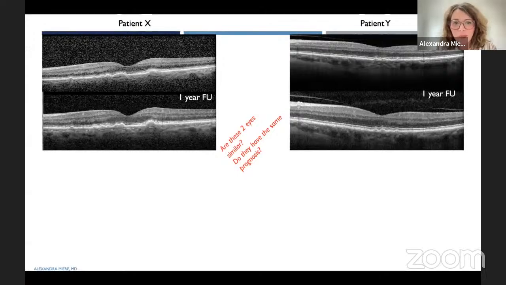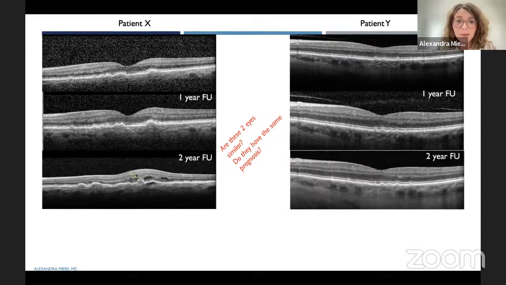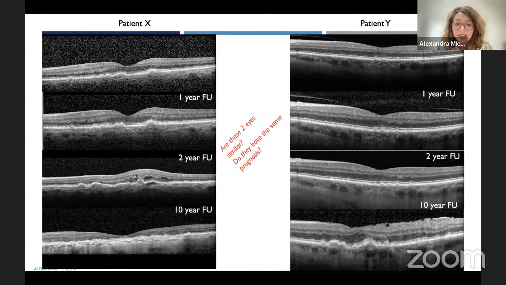If we look at 1 year follow-up, things are quite stable. Patient X still has his drusenoid PEDs and his soft drusen. Patient Y still has some soft drusen and some hard drusen. But at 2 years follow-up, patient X will develop type 3 macular neovascularization, while patient Y will be exactly the same. And if we look at 10 years follow-up, things have changed dramatically because patient X has now a complete outer retinal and RPE atrophy, while patient Y has only some drusenoid PEDs and an epiretinal membrane. And no sign of neovascularization, by the way, or of atrophy.